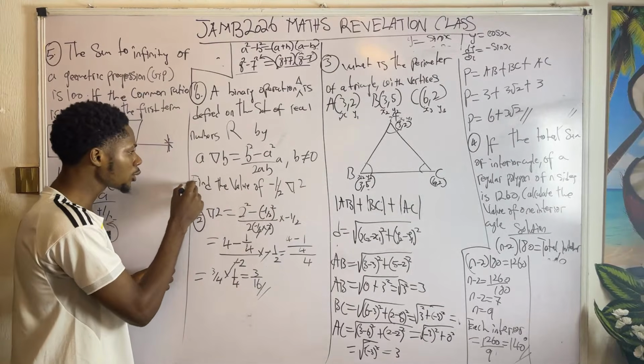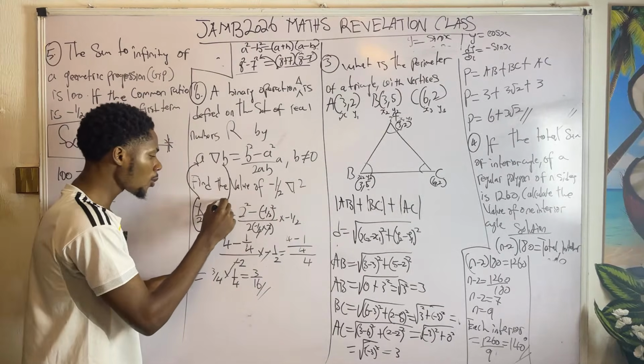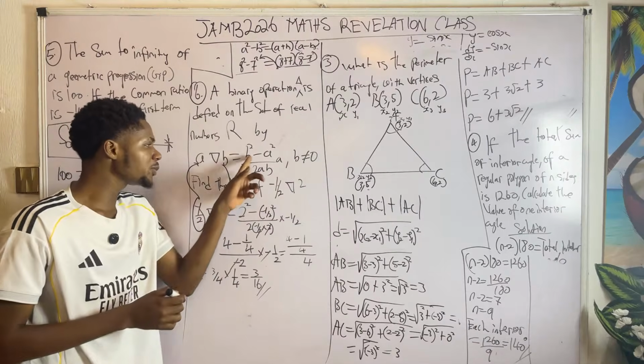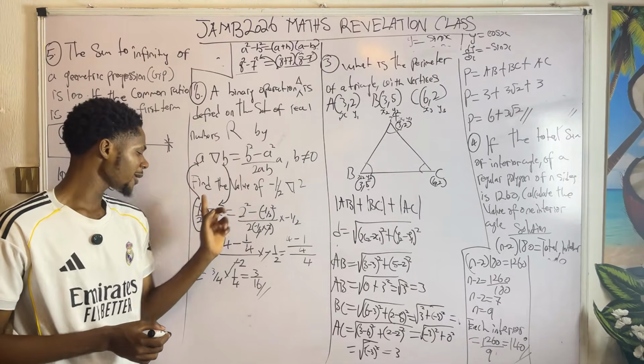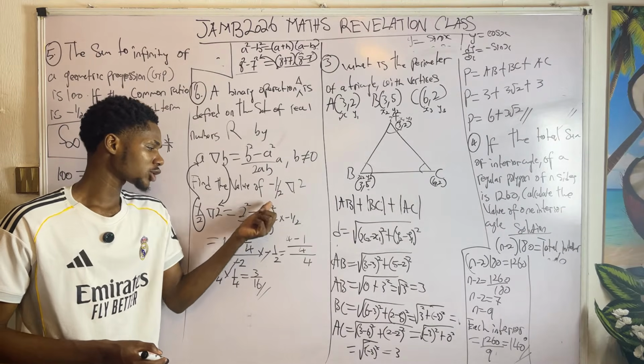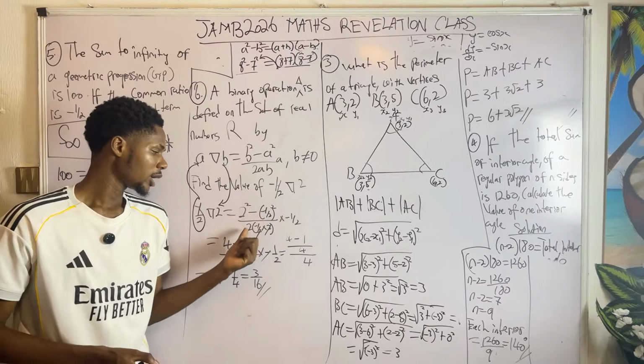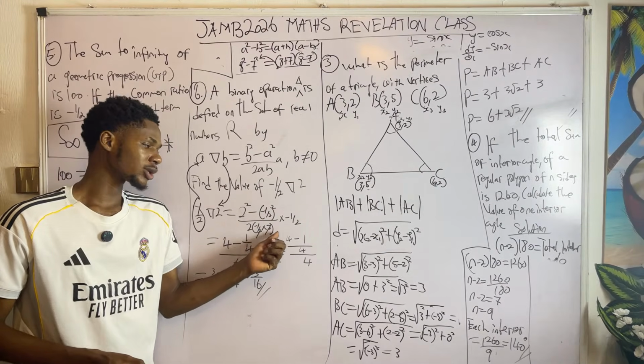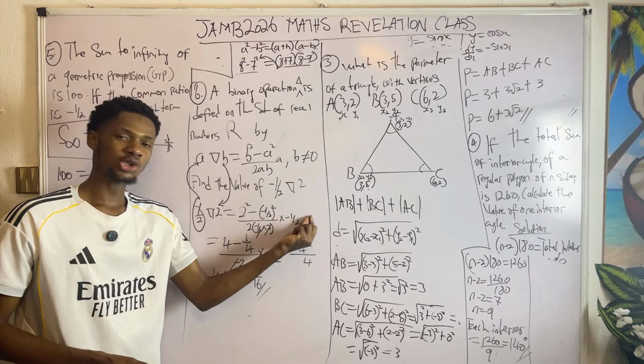That is minus 1 over 2 will become what now? A, and b will become what now? 2. Which means anywhere you see b, replace it with 2. Anywhere you see a, replace it with minus 1 over 2. So if you put it into this formula, we are having 2 squared minus the bracket minus 1 over 2 all squared divided by 2 in bracket minus 1 over 2 times 2, times minus 1 over 2.